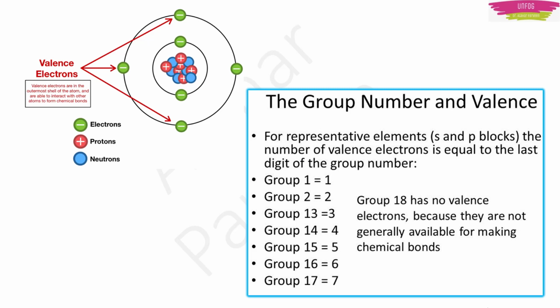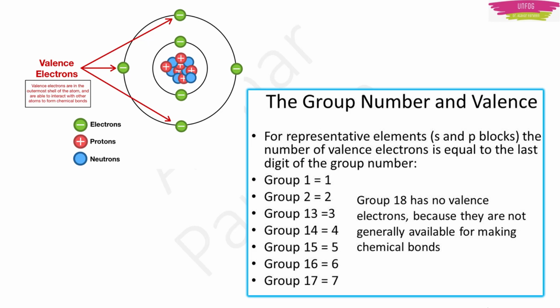If the element belongs to group 14, then valence electrons will be 4. If the element belongs to group 15, then valence electrons will be 5. If the element belongs to group 16, it will be 6. And if it belongs to group 17, it will be 7.